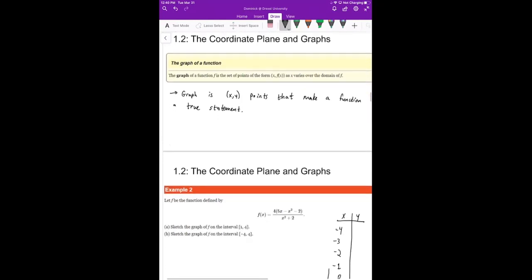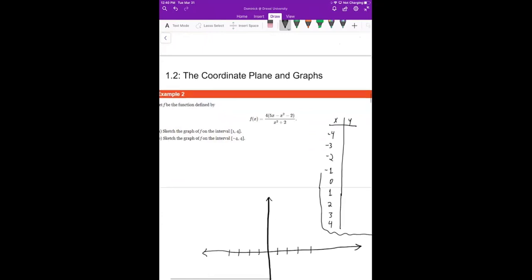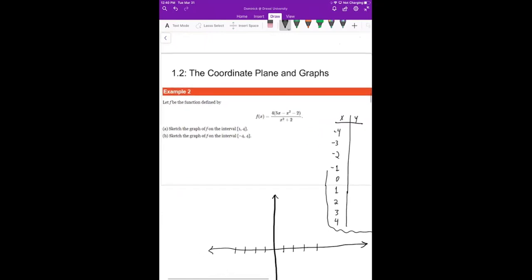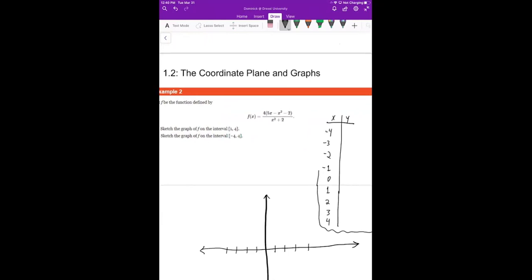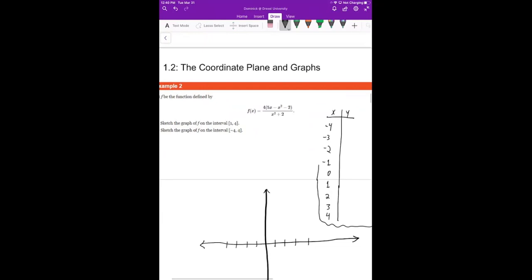Right? So let's look at an example. Now we want to sketch the graph of f on the interval 1 to 4 and then also on -4 to 4. So we're just going to do -4 to 4 and then that will cover both of them. Now, the most common way to do this, if you do not have a good idea as to what this looks like, and this one, to be honest, I'm not sure what this will look like off the top of my head, the best way to do this is with a table of values.